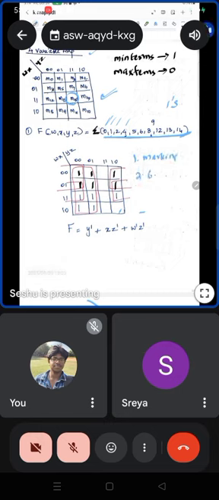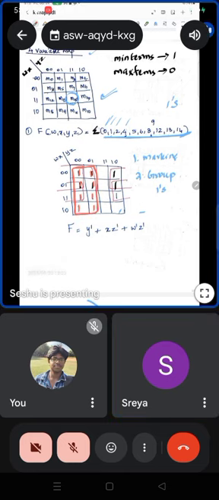Second one is grouping. We have to group the ones. We have to group the maximum number of ones in a group. Here these are all adjacent ones, so these ones can be marked as adjacent and grouped in a single group.